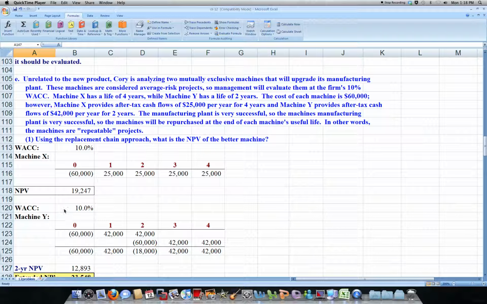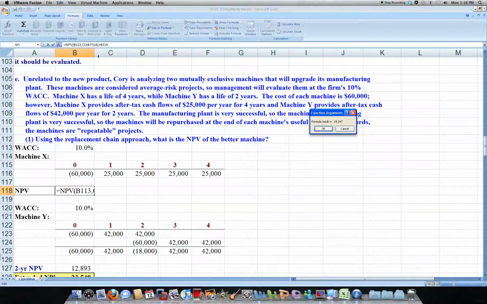So with machine X here, we just put our cash flows in, and then we just use the net present value formula to come up with our 19,247. So we just have our weighted average cost of capital, which is this B113 here, and then we take our cash flows, put them in, and then we have to add in last our cash flow at time period 0. So we get our net present value of 19,247. So it's a positive project.